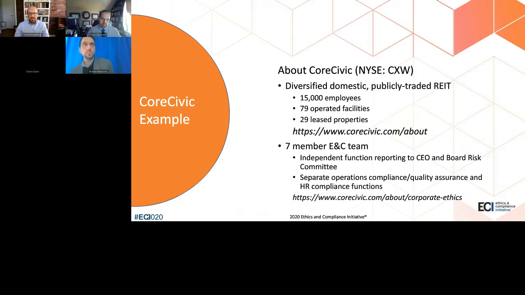A little bit more about the company. We're a diversified domestic publicly traded REIT, about 15,000 employees, 79 operated facilities, 29 leased facilities. You can learn more at the website. My team is 7 members, including myself. We're an independent function that reports to the CEO and the board risk committee. And we have what I would call a sort of diversified compliance within the company, in the sense that we have an operations, quality assurance, and compliance function, and an HR compliance function that reports separately within different reporting lines. More about our ethics program is also on the website.